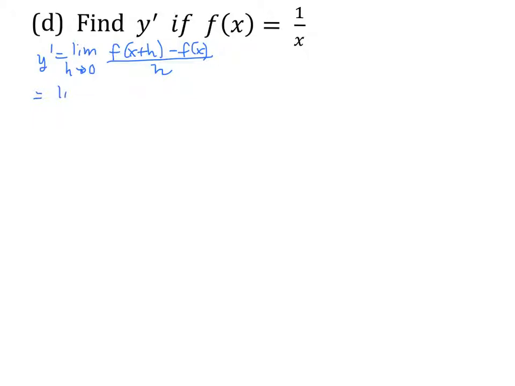Equals the limit as h approaches 0 of, now take your function, which is 1 over, and replace the x with x plus h. So that's f of x plus h right there. But then we have minus 1 over x. All of that is over h. Anybody not know where I got that? And I want us all to be in the same spot before I move on.